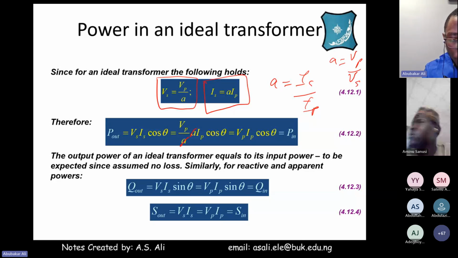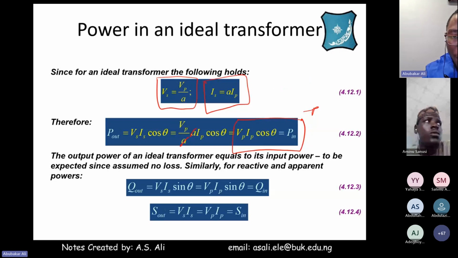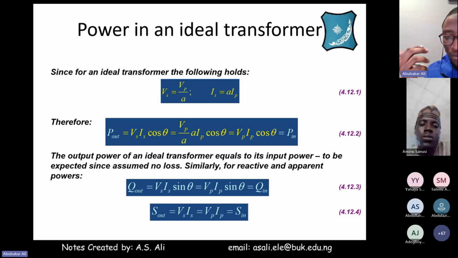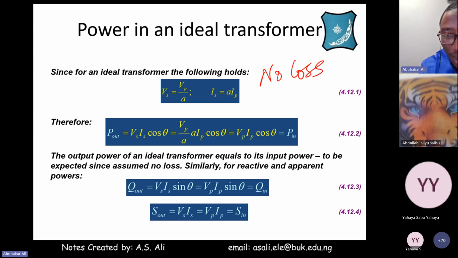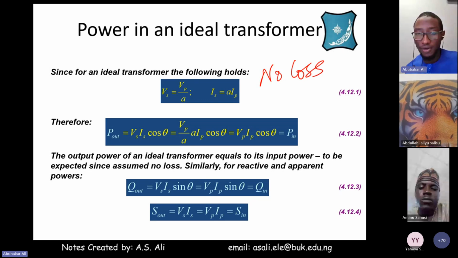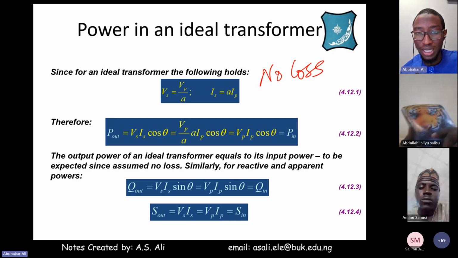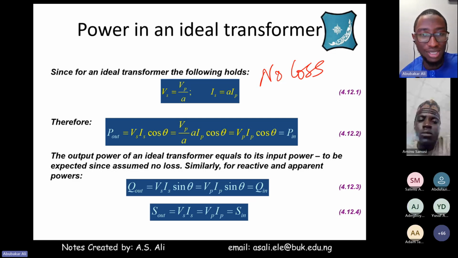Right? So you are left with VP IP cos theta. And this is nothing but Pn. So what we are saying is the power at the output of the transformer is the same as the power at the input of the transformer, meaning there is no loss. Our transformer doesn't have any loss, meaning the frame of the transformer is not losing anything. No power of ours is losing out, no leakage, nothing. If we are sending 10 watts, we are getting 10 watts at the output.